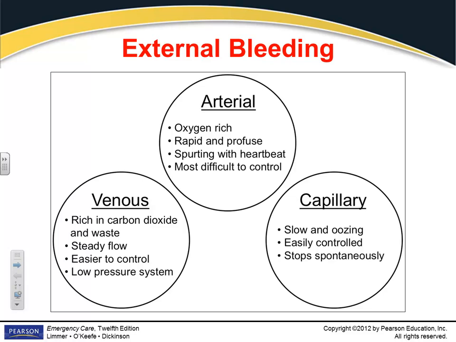Capillary blood is slow and oozy. It's very easily controlled. Usually you can stop capillary bleeding within a matter of seconds. You hold direct pressure on there for 10 seconds, it's done. Whereas venous is going to take a little bit longer, but it should be controlled easily, usually about a minute. Whereas an arterial bleed, you're probably going to have to hold pressure on an artery for probably 5 minutes for it to clot off.